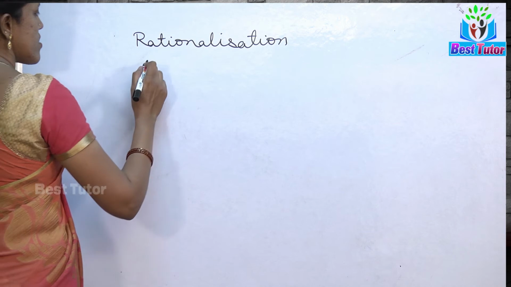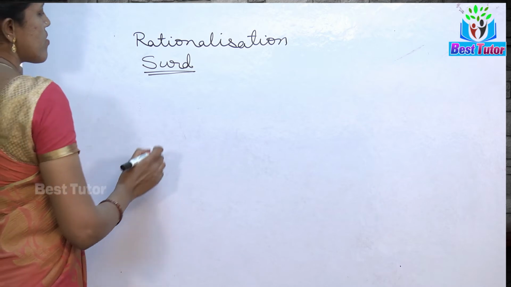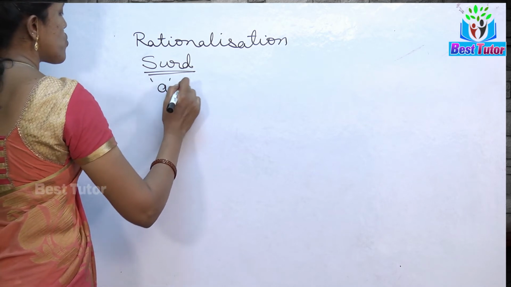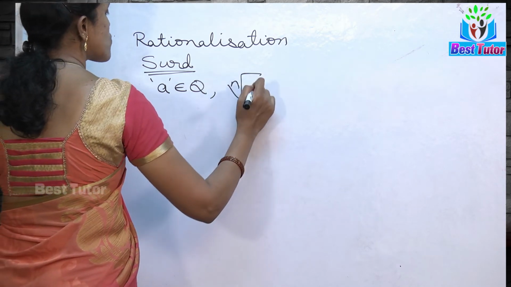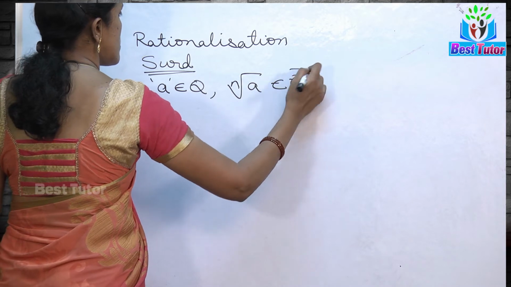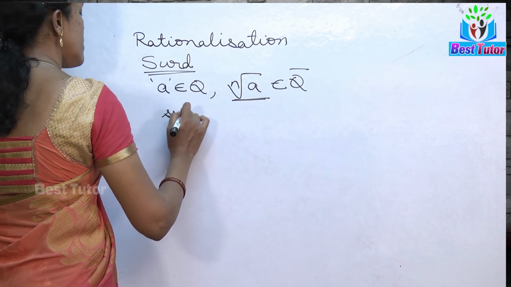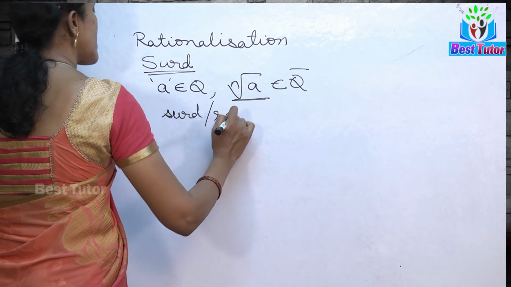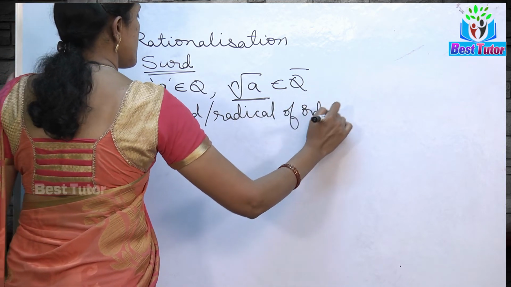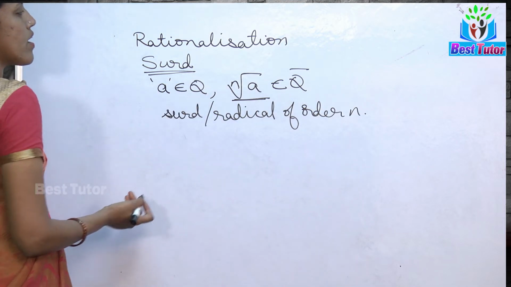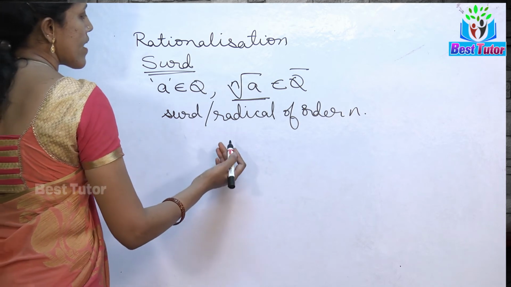Before learning about rationalization, let us learn about the term surd. What is a surd? If I choose any rational number a such that nth root of a is irrational, then this nth root of a is called a surd of order n or radical of order n. So, if a is a rational number and nth root of a is an irrational number, then this is going to be called a surd or radical of order n.